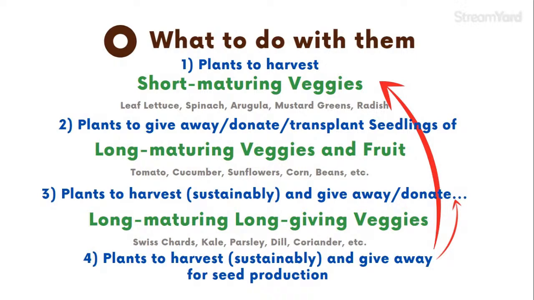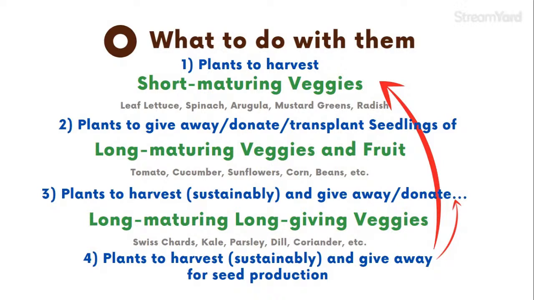The second category of plants are those that you want to give away, donate, transplant in your garden, and those come in form of seedlings. So you grow them into really strong seedlings, and now they're ready to go to their new home. Those are things like tomatoes and cucumbers and sunflowers and corn and bean and squash, etc. Mostly the fruit.